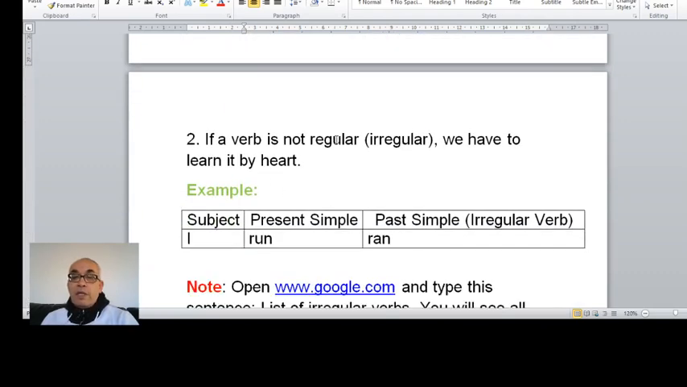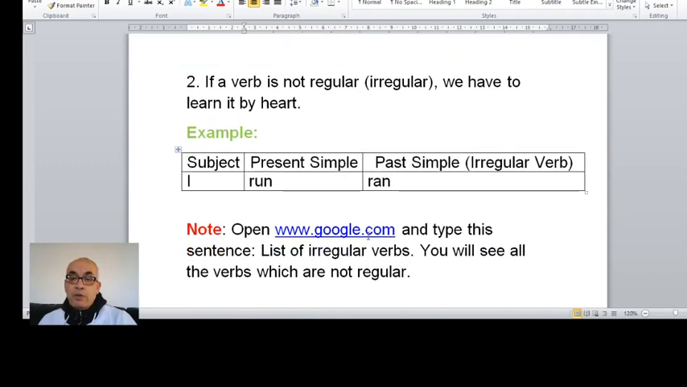If a verb is not regular, it means irregular. So what do we do? If the verb is not regular, we have to learn it by heart. There is no grammatical rule for it. We have to learn it as it is. So subject I, present simple run. This is the present simple. The past is ran. So run is not regular. The past simple is ran.